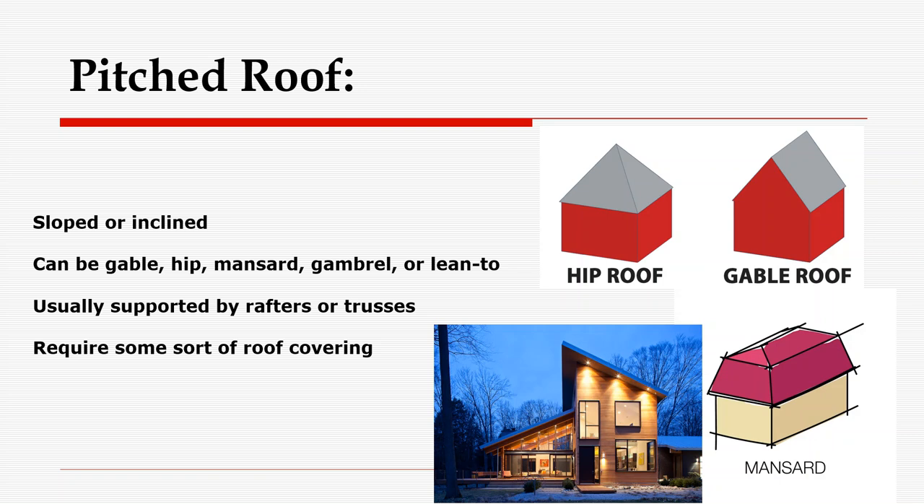Can be sloped or inclined. Most likely they're sloped or inclined to allow water to come off of it. Usually supported by rafters, trusses, and requires some sort of roof covering, either metal sheeting on your roof, or tiles for that Spanish look, or even shingles.